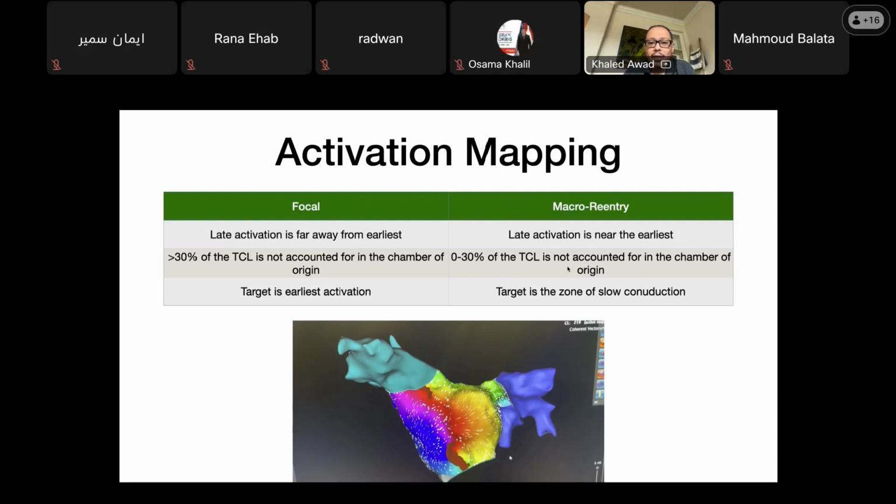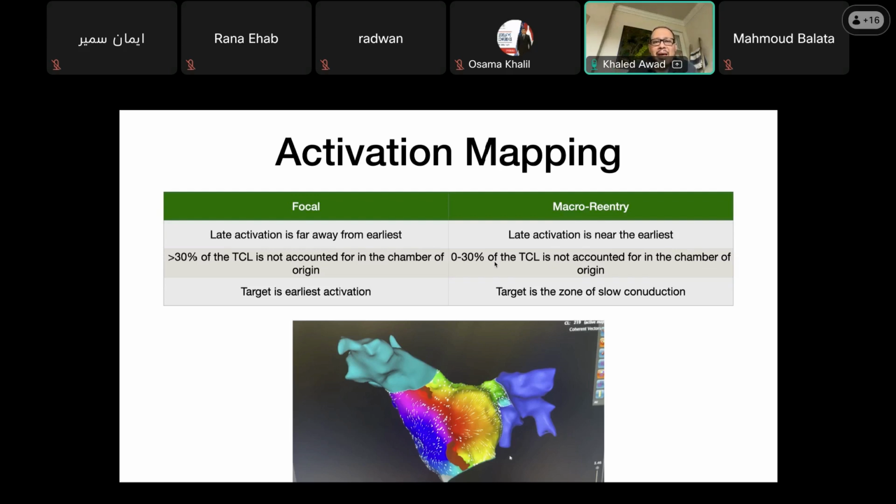Okay. With macro reentry, you should be able to account for almost all of the entire cycle length. Up to 25% can be unaccounted for, and you can say we're in the right chamber. 25%, maybe 30%, but we would like to see something better than that. Generally speaking, you can get the entire cycle length in the atrium where the site of origin is, and that defines macro reentry versus focal origin.